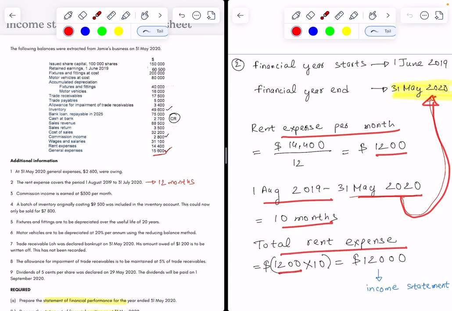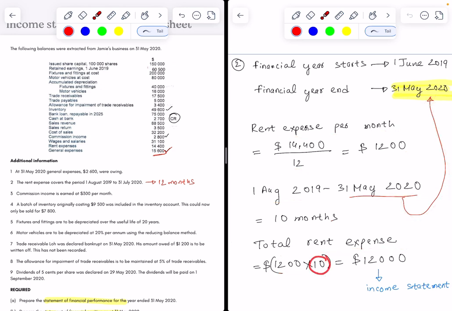It's $1,200 on a monthly basis, which we have calculated earlier, multiplied by 10 to make it 10 months altogether, and that is $12,000 of rent expense for 10 months for the year ended 31st of May 2020, which is the amount that we will report in the income statement or the statement of financial performance.